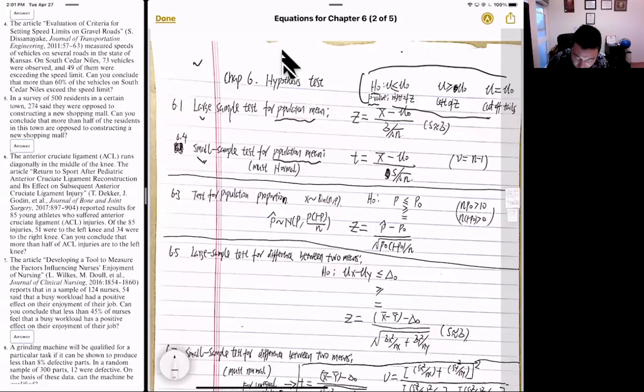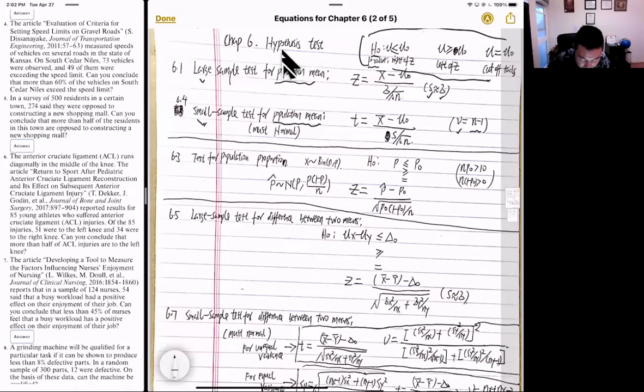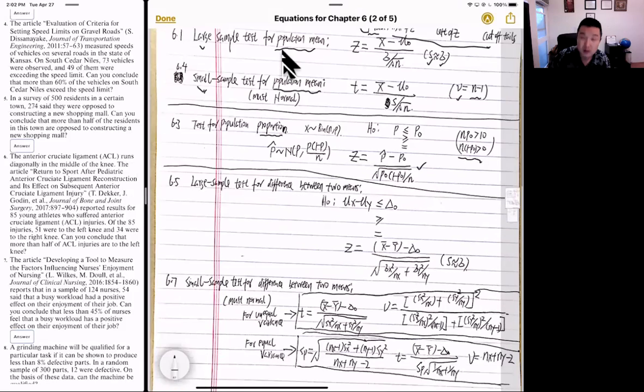Then some other conditions. For example, if sigma is not known, then we can use the sample standard deviation when the sample size is large. Here it also shows the degree of freedom for the student's t distribution. For the t-value, we need a degree of freedom. Then the test for population proportions, again with the conditions and the statistics we need to calculate, and then for large samples.